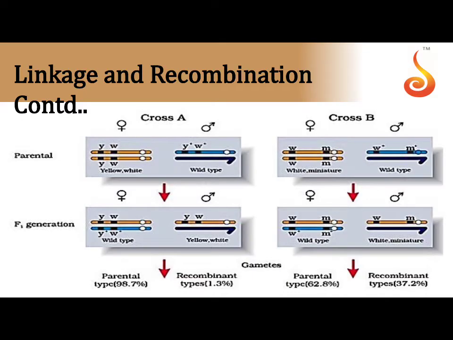T.H. Morgan explained linkage and recombination by doing a dihybrid cross in Drosophila. This cross gave a very similar kind of result to what we saw in the case of peas given by Mendel. In this case, T.H. Morgan considered the X chromosome. So, we know in the case of Drosophila there are 2 X chromosomes in females and 1 X chromosome in males.